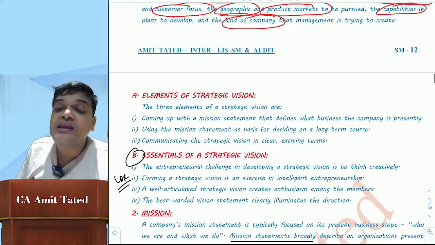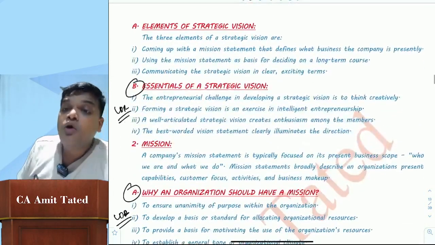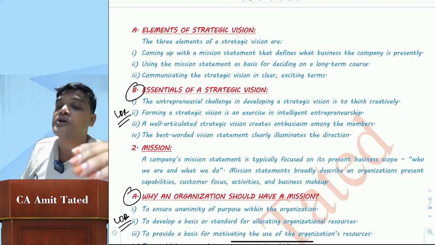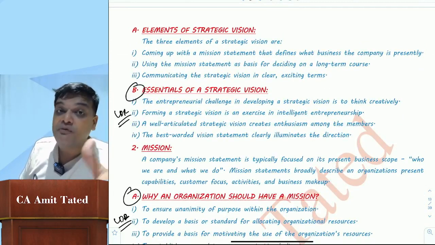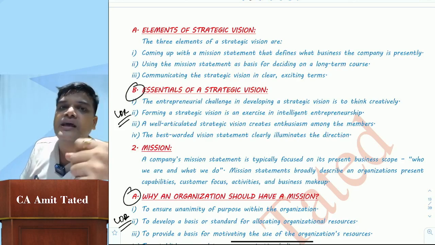Okay, and there are three elements of strategic vision. When I say elements, matlab parts. Okay, there are three parts of strategic vision. Vision is incomplete without mission. Mission is incomplete without the objectives and goals, and this needs to be in exciting terms. Exciting terms होना चाहिए तो मजा आएगा मालिक.